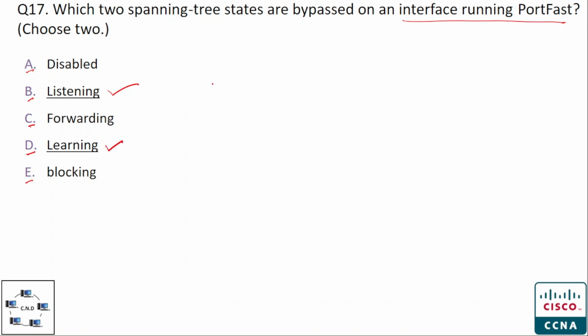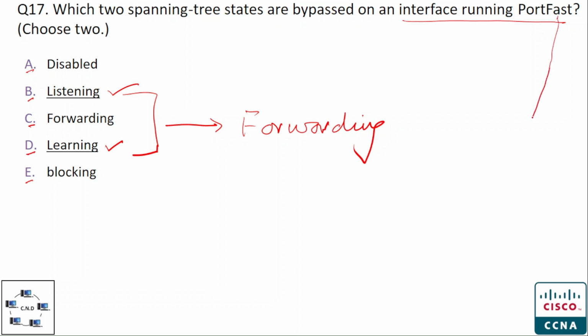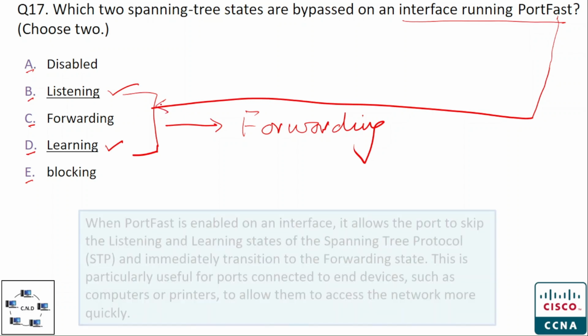So when a port or an interface is configured as portfast, these two states are skipped by the interface when it is connected to a device, and the interface directly changes its state to the forwarding state without first going into these two states. That's why it is called fast. Remember, it transitions fast because it skips these two states.